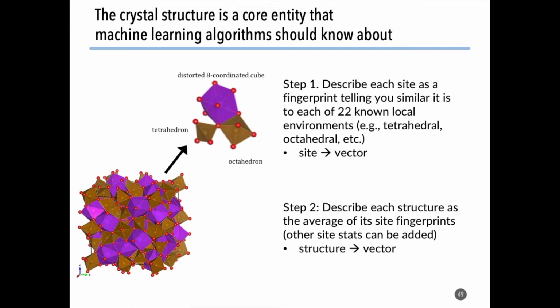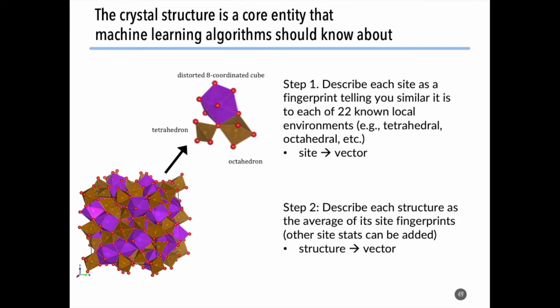So one thing we did is we developed a technique that starts with a site fingerprint that takes each site in the crystal structure and tells you how similar it is to different types of local environments, like a tetrahedron, an octahedron, or even an 8-coordinated cube. And it will actually turn the site into a vector that says, hey, I'm like 90% tetrahedron, maybe 10% octahedron for this particular site. So you have a vector for every single site inside your structure. And then what we can do is describe the structure as the average of the site fingerprints or even like standard deviations of the site fingerprint statistics. And now your crystal structure is actually turned into a vector representation as well. So both sites and structures are basically vectors pointing in some multidimensional space.